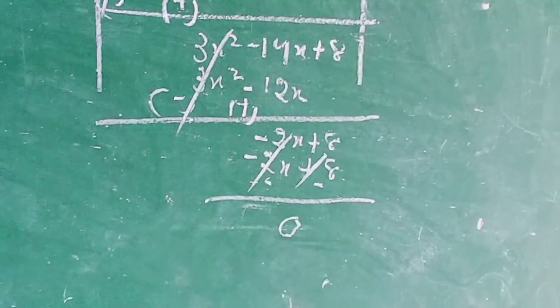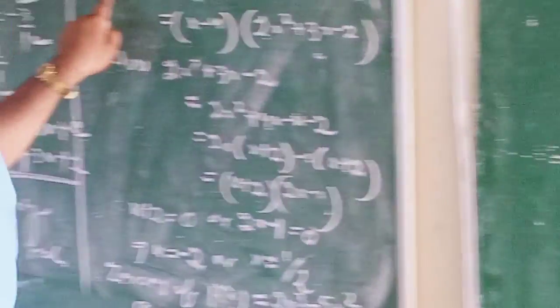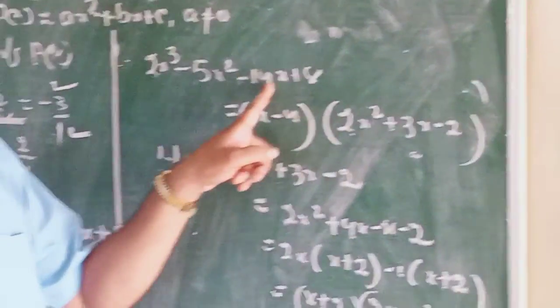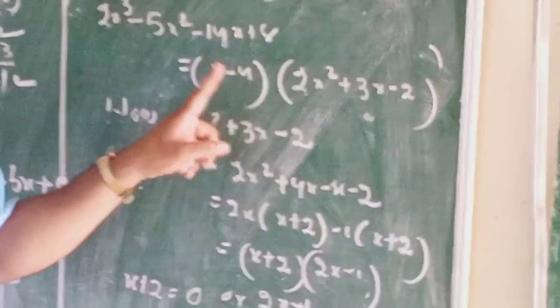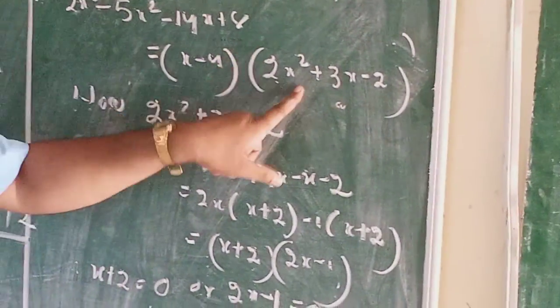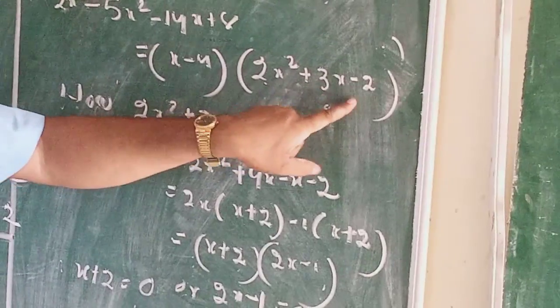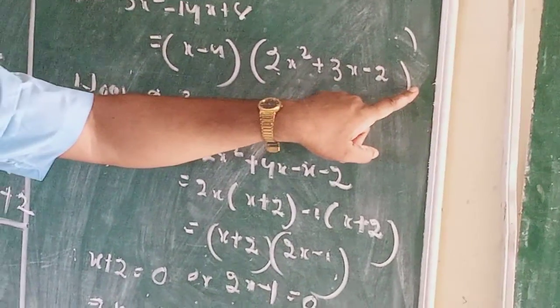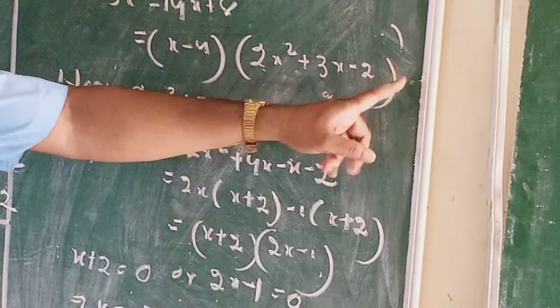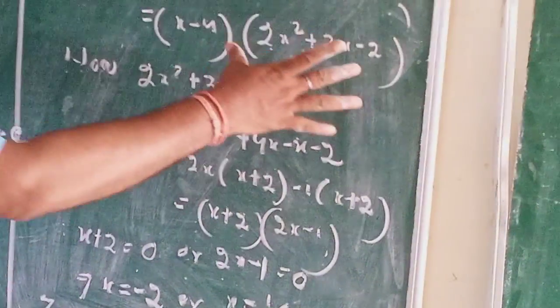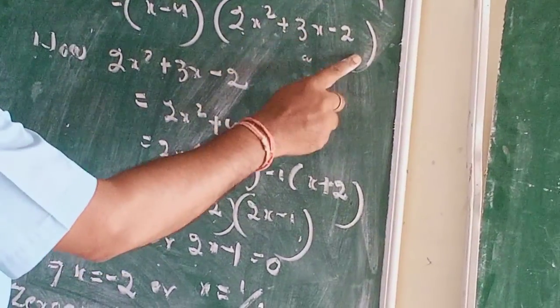Your remainder is 0, so we can write 2x cube minus 5x square minus 14x plus 8 is equal to x minus 4, the divisor, into the quotient 2x square plus 3x minus 2, plus remainder 0. I have not written plus 0. Now split this one, 2x square plus 3x minus 2.